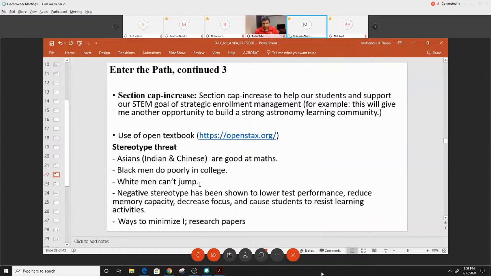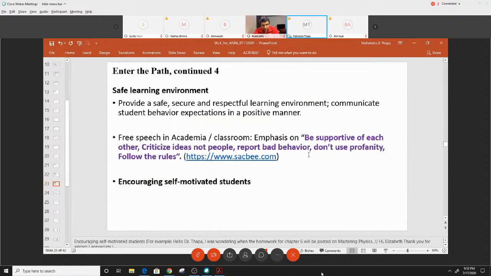Important part is the stereotype threat. For example, a stereotype like Asians are good at math. This hurts. If there are some Asians out there, they think that they are good at math, it may not be true. This kind of stereotype threat, we have to remove from our classroom. So I'm trying to remove those kinds of things in our classroom.